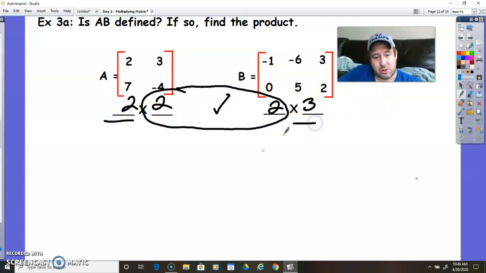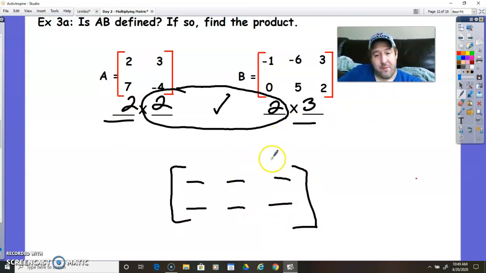And the answer is going to be a 2 by 3. So the answer is going to have 2 elements here, 2 elements here, 2 elements here. Now, how do I find those elements? This happens to be first row, first column. So first row of A, first column of B in that order.